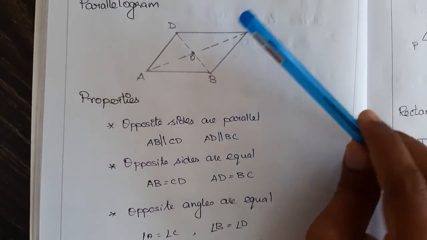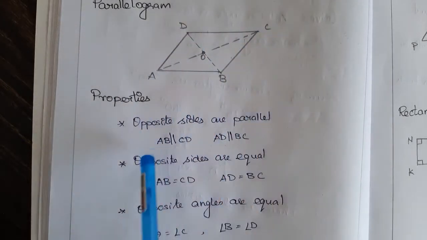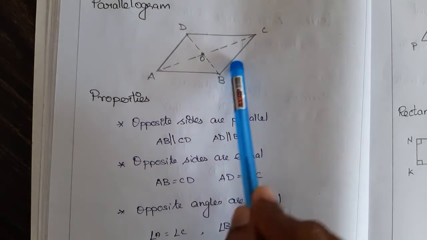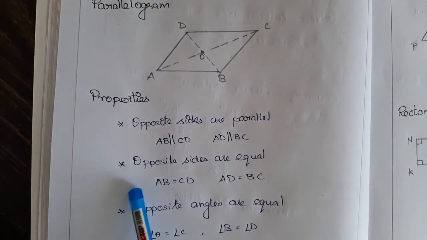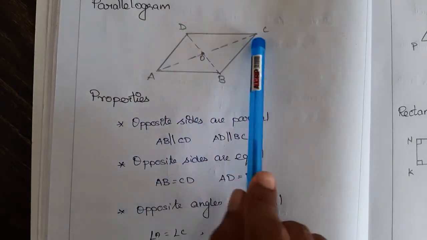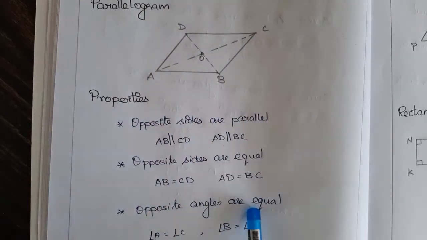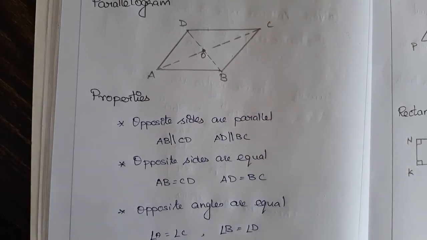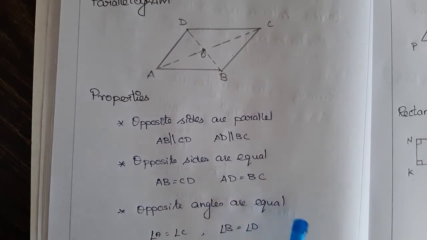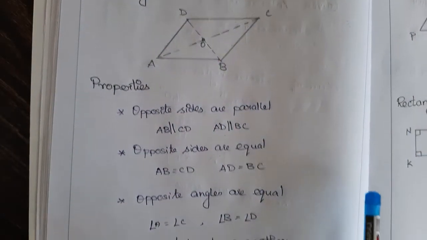The first property is that opposite sides are parallel. These two sides are parallel, AB is parallel to CD and AD is parallel to BC. The next property is that opposite sides are equal. So the length of AB is equal to DC, and the length of AD is equal to BC. Clear? Then opposite angles are equal. So angle A is equal to angle C, and angle B is equal to angle D.